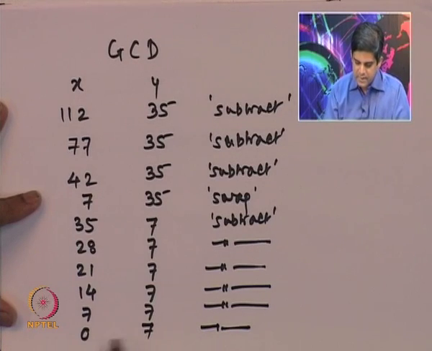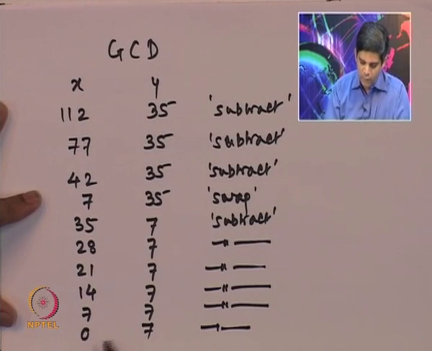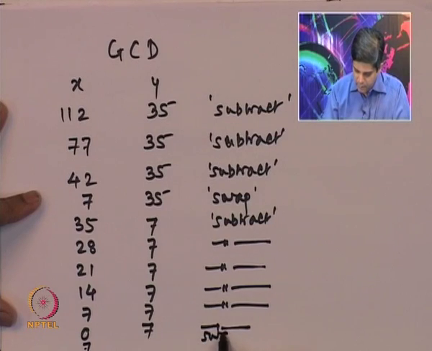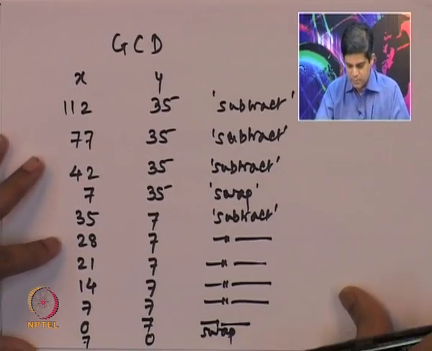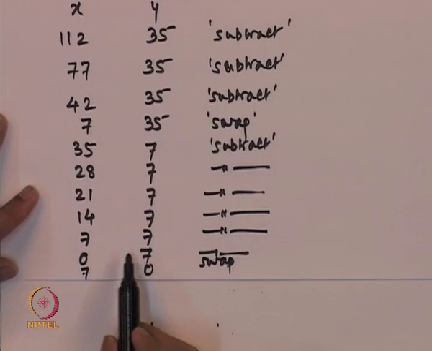Now, we see that x is less than y. So, we swap. Here we say swap, and as a result of the swap, we get 7 here and 0 over here. Once we get 0 in the register variable y, then we stop the process.